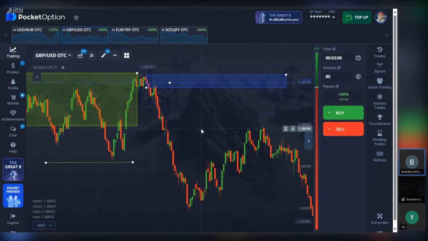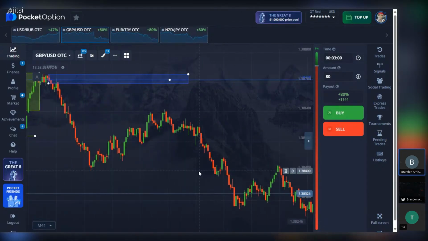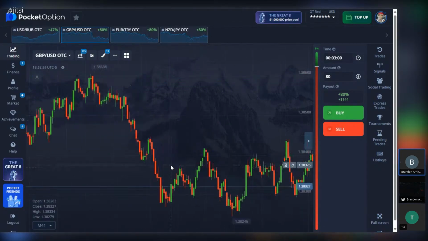So I'm always starting from the 4 hour and then going down. It has to be an overextended period too, right, and that has to be overextended too. That's key.